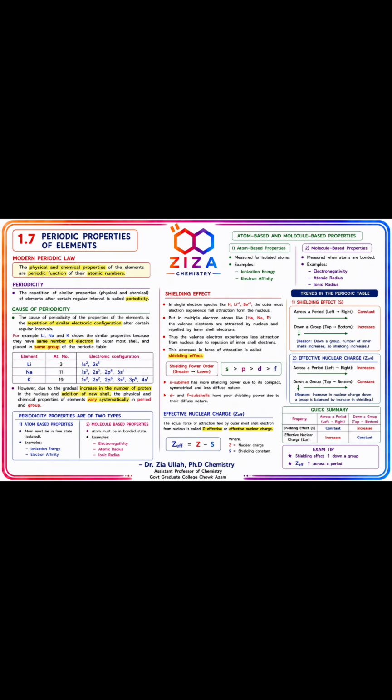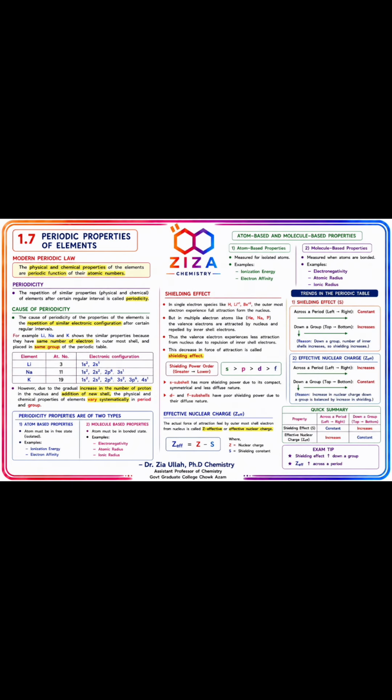Now, what is periodicity? Periodicity is the repetition of similar physical and chemical properties of elements after regular intervals in the periodic table. But what causes periodicity? The main cause of periodicity is the repetition of similar valence shell electronic configurations after regular intervals. For example, lithium, sodium, and potassium all have one electron in their outermost shell.